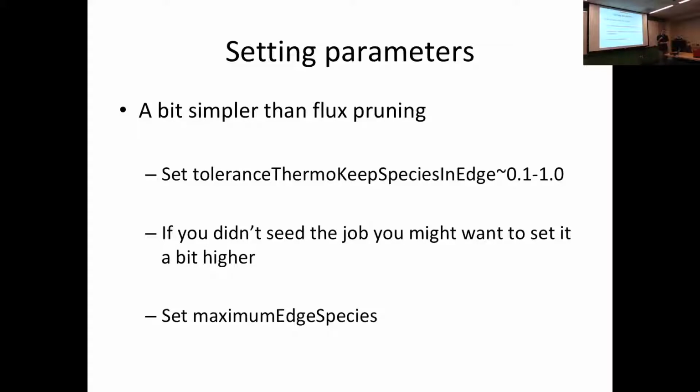So setting parameters is a little bit simpler than flux pruning. Usually ThermoKeepSpeciesInEdge is between 0.1 and 1.0. You might want to set it a bit higher, because the scaling, especially at the beginning of the model time, depends on what your maximum Gibbs energy species and what your minimum Gibbs energy species is.